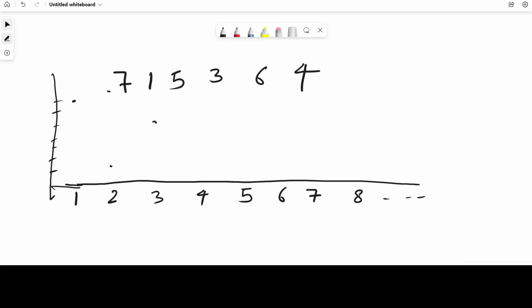On the fourth day it is 3, right? On the fifth day the price of stock is 6, right? On the fifth day it's 6, so it would go somewhere here. On the sixth day it would be 4, so it will go somewhere here, right? So when I try to connect all the dots, what I will see is, on the first day it goes to 7, on the second day it goes down to 1, on the third day it goes up to 5 again, right? On the fourth day it comes down to 3, on the fifth day it goes to 6, right? On the sixth day it again goes to 4.